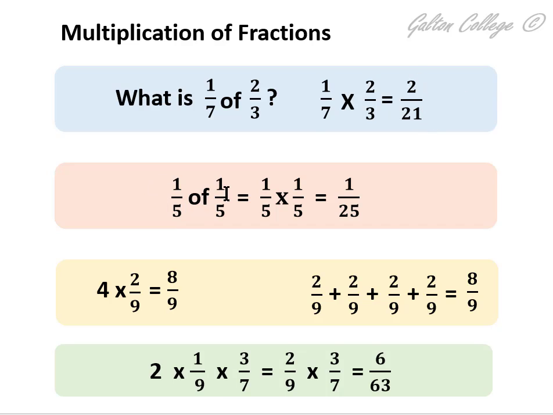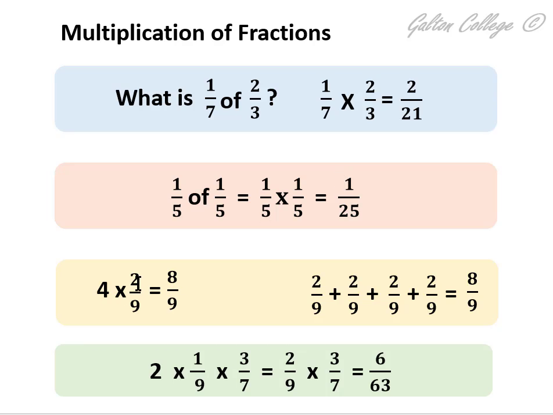What is 1/5 of 1/5? Well, it's 1/5 times 1/5. 1 times 1 is 1. 5 times 5 is 25. So 1/5 of 1/5 is 1/25.